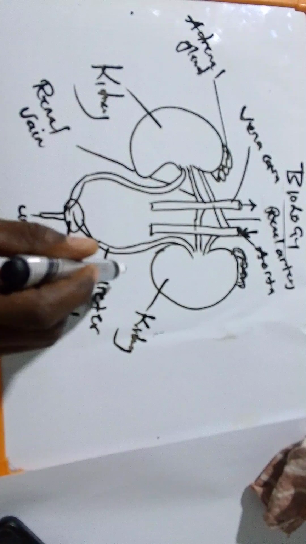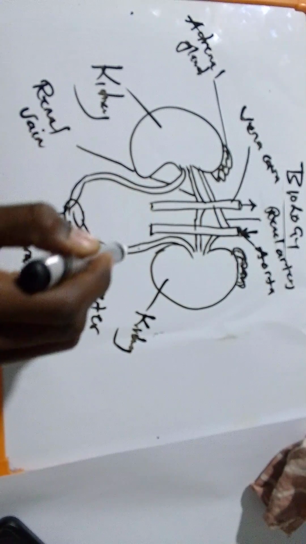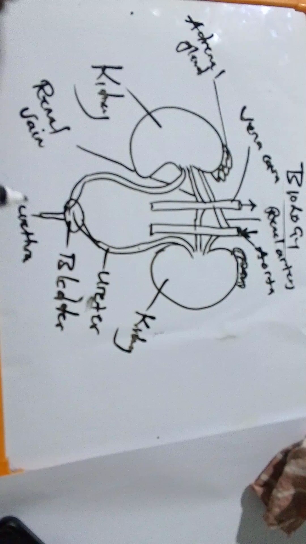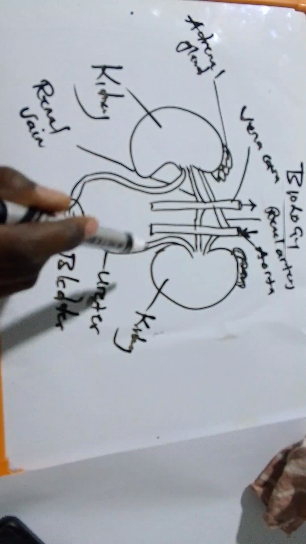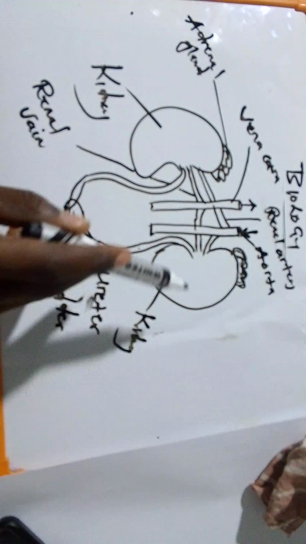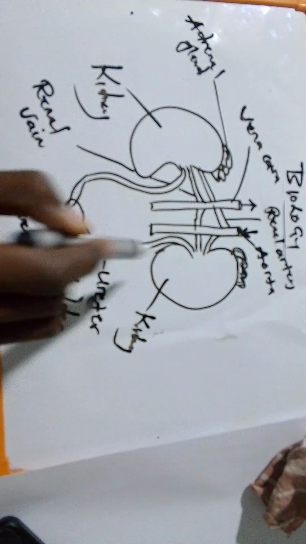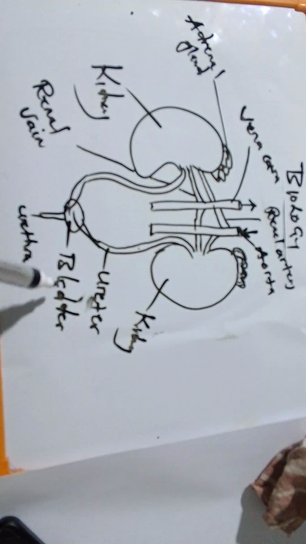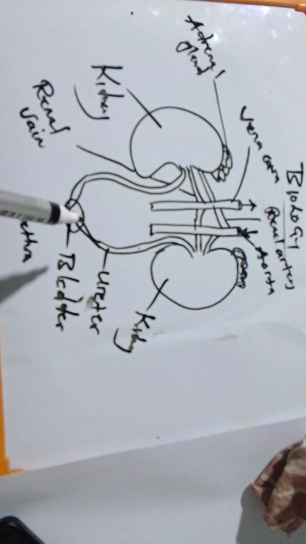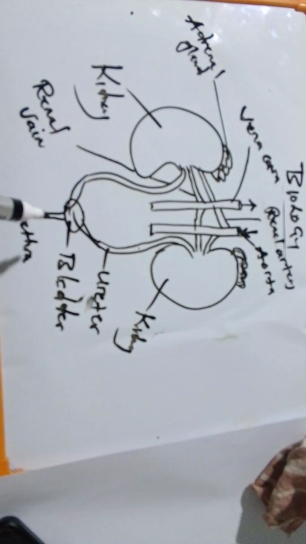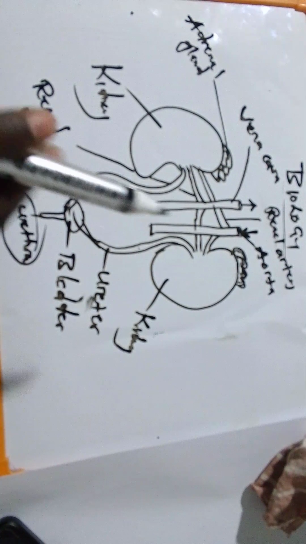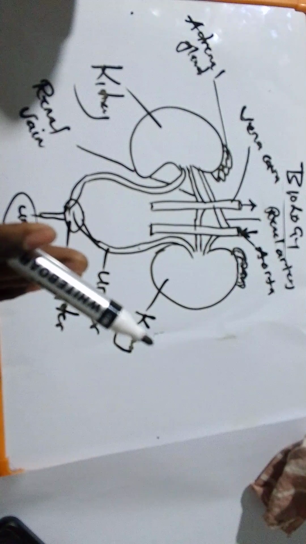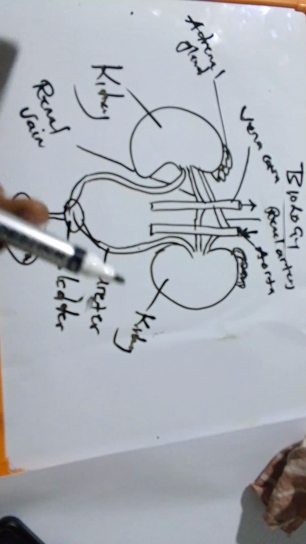From this part, we have these vessels which look like lobes. They are called the ureter. So the ureter is responsible for transporting urine from the kidney into the bladder. Then the bladder will store this urine temporarily before it is excreted out via the urethra. So this is what the outer shape of the kidney is like.